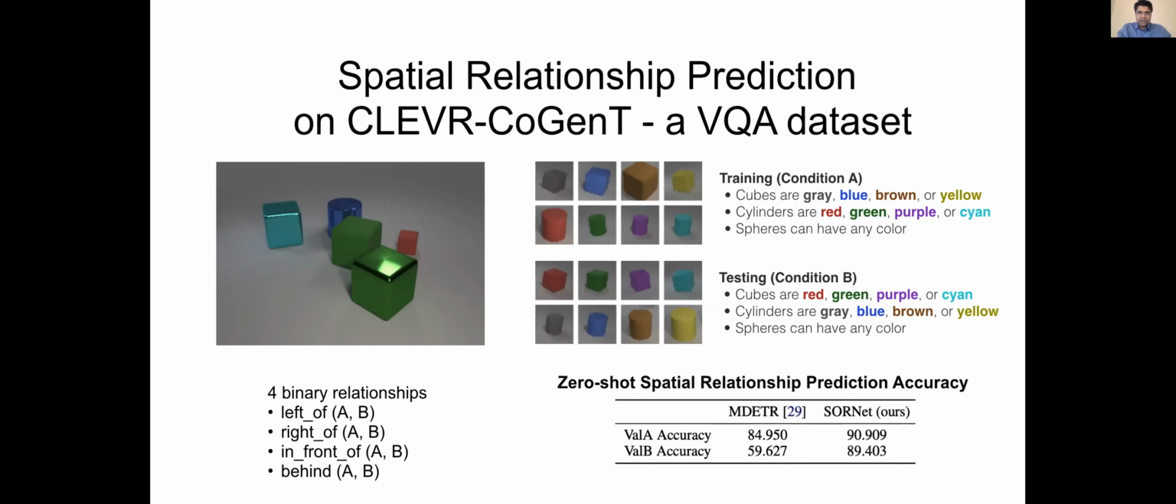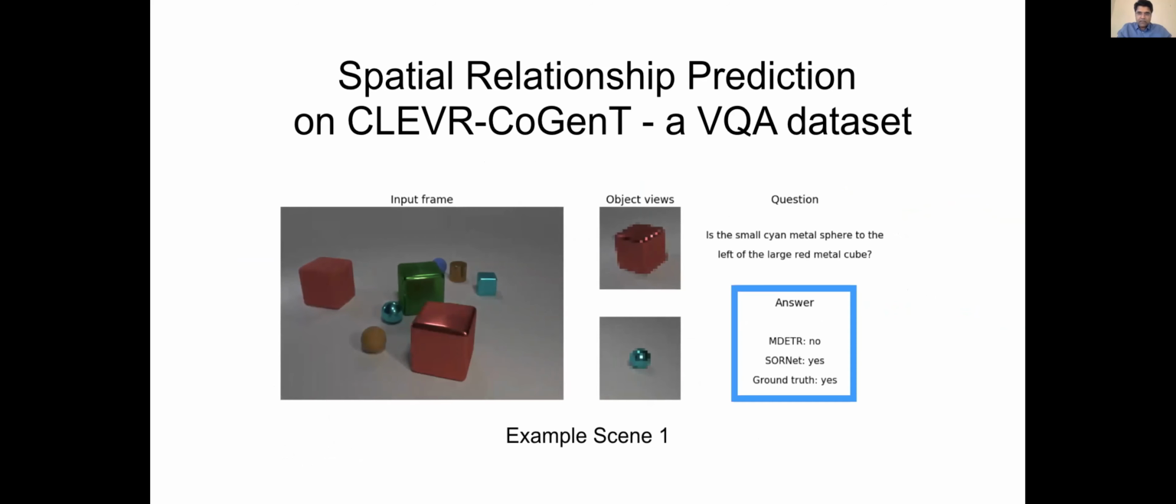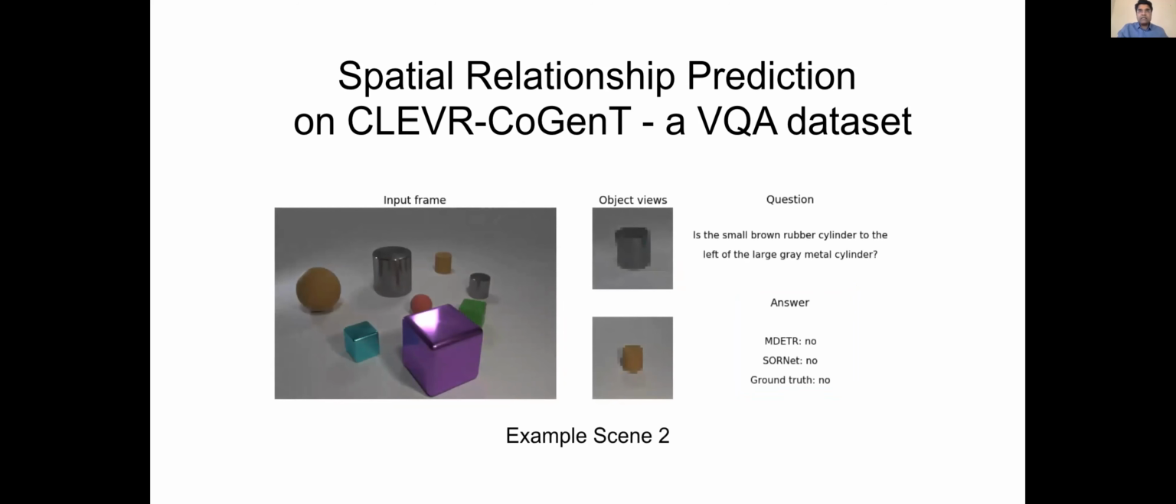So let's look at some examples. Here we're asking, is the small cyan metal sphere to the left of the large red metal cube? These are the object views that we provide for SORNet. SORNet does not do any language parsing at this point. It's only using the object views to guide which objects we are talking about. The other example in the same setup would be, is a small brown rubber cylinder to the left of a large gray metal cylinder? The answer is no.